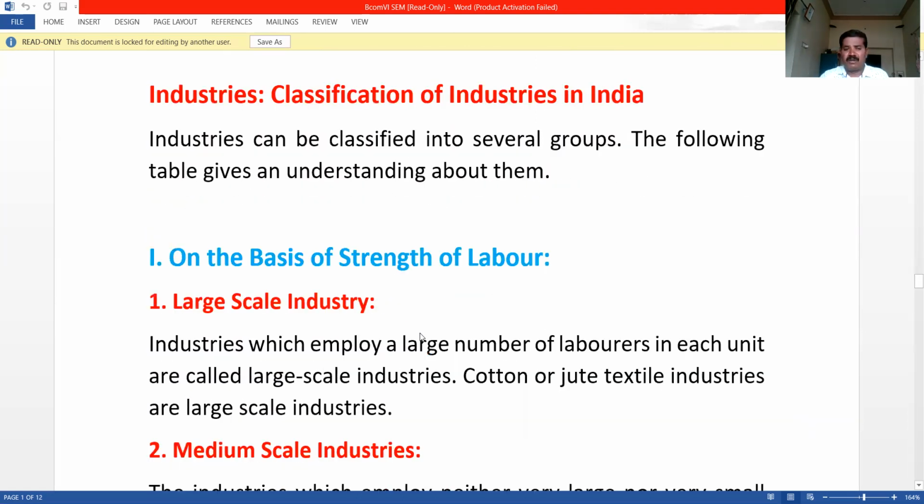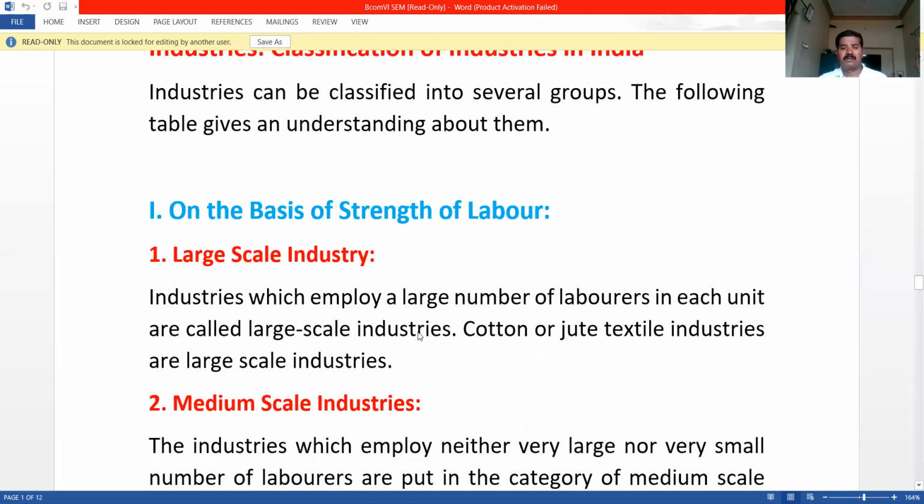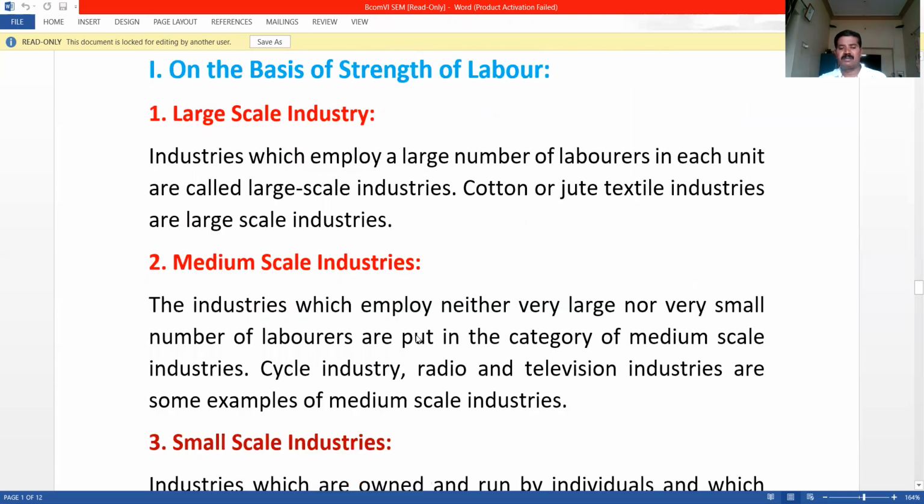Now, the classification of industry. Industries can be classified into several groups. The following tables give an understanding about them on the basis of the strength of laborers: large scale industry, medium scale industry, small scale industry. Very important for your examination.